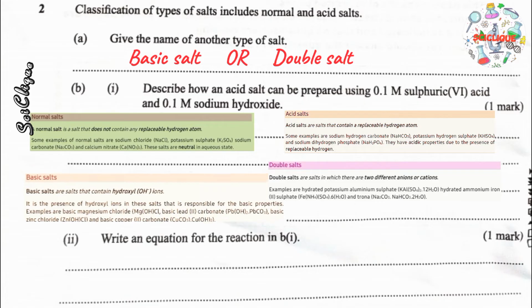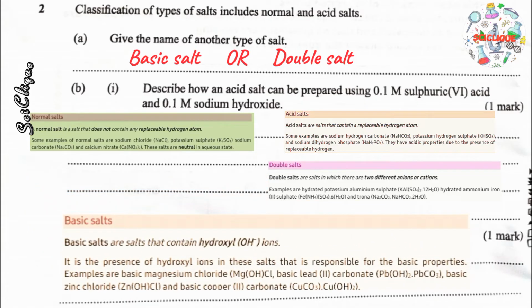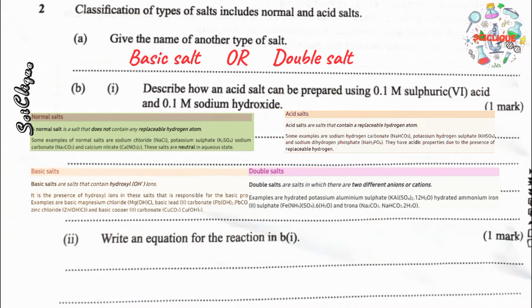Moving on to our next one, the basic salts. Basic salts contain hydroxyl ions. So of course, if you have a salt such as basic magnesium chloride, basic lead 2 carbonate, or basic copper 2 carbonate, as you can clearly see from the chemical formula, all of these have hydroxyl ions. So yes, basic. Our last one, double salts.